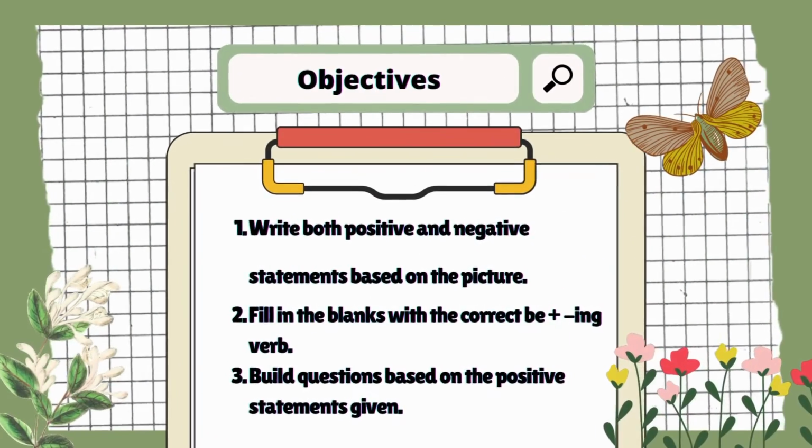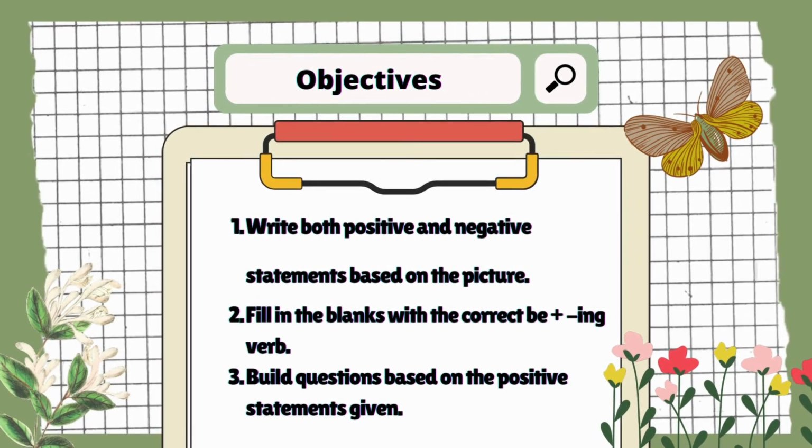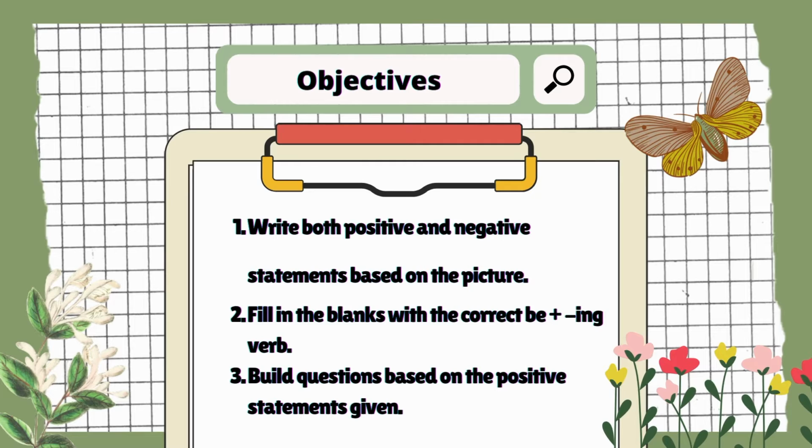And also our objectives for today's lesson. By the end of the lesson, pupils should be able to: number 1, write both positive and negative statements based on the picture; number 2, fill in the blanks with the correct be verb plus ing verb; number 3, build questions based on the positive statement given.